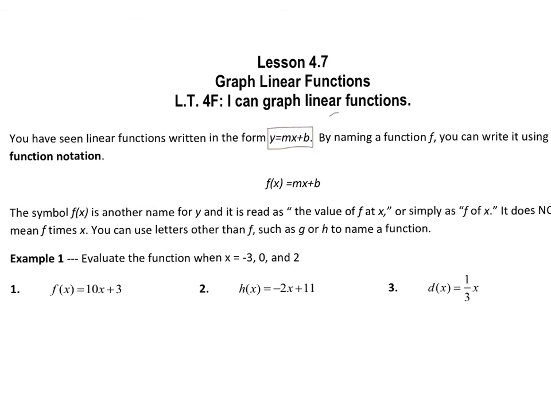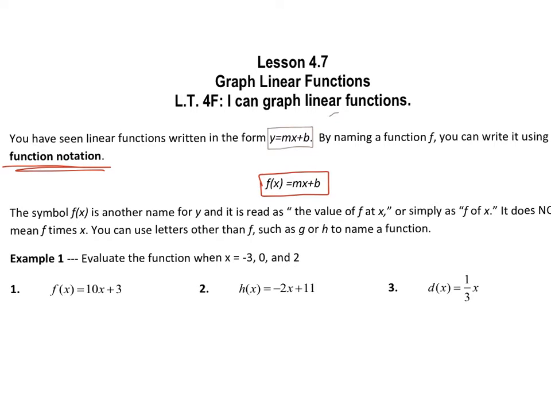It's called function notation. Function notation simply takes y equals mx plus b and changes it. Instead of y, we're going to write f of x. Again, that's just notation. It's another way to write the variable y. The symbol f of x is another name for y, and it is read as the value of f at x, or simply f of x. It does not mean that you're going to do f times x.